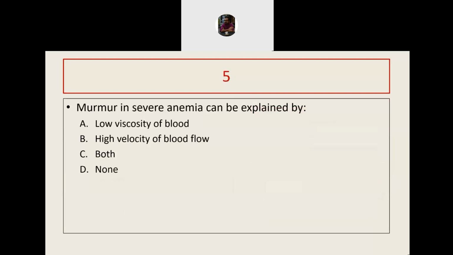Finally, murmur in severe anemia can be explained by. The answer will be C, both, because hematocrit decrease causes low viscosity and hyperdynamic circulation due to hypoxia causes high velocity of blood flow. So the answer will be both A and B, therefore the right answer is C.